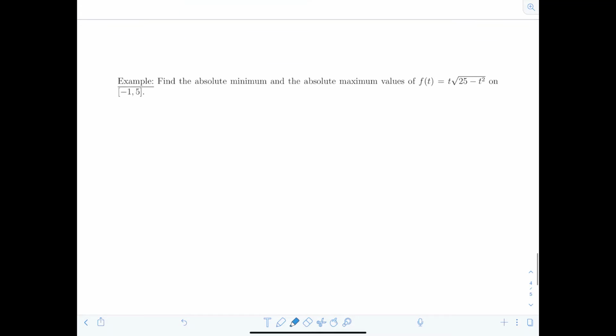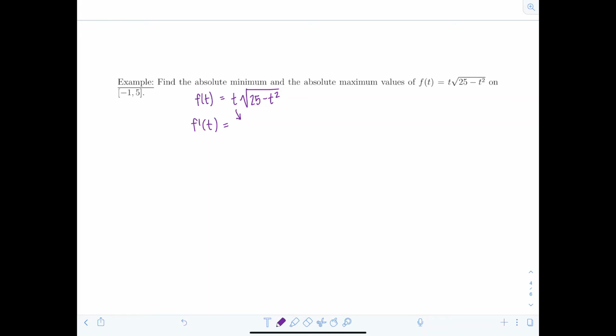Okay, so here we go. Same three-step process. So step 1, we're going to take the derivative. So I'm going to rewrite f of t. f of t is t times the square root of 25 minus t squared. So f prime of t is going to equal, now I need to use the product rule when I take this derivative.